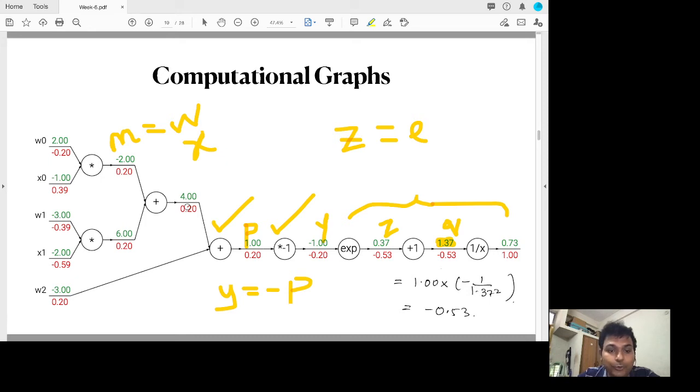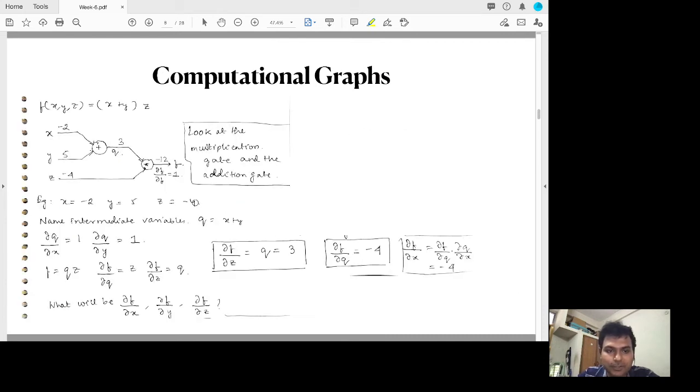No. See, plus sign distributes the gradients equally. That is the difference between plus and multiplication, right? That is what I showed in this example also. So when you had a plus sign, dou f dou q, the gradient which was coming here, is the same as dou f dou x. They are equally distributed between x and y. You see, dou f dou x and dou f dou y in this example were the same.